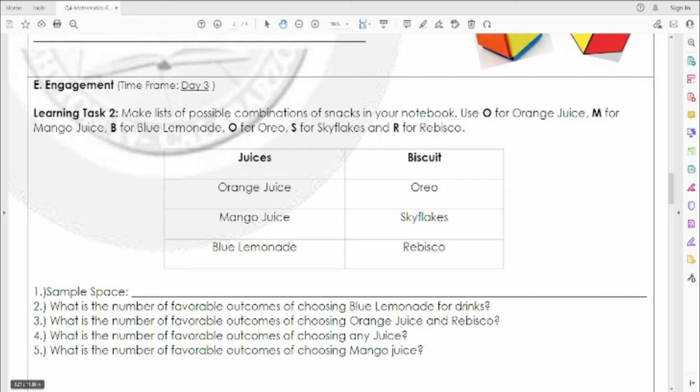Number 2, what is the number of favorable outcomes of choosing blue lemonade for drinks? Number 3, what is the number of favorable outcomes of choosing orange juice and Ribisco? Number 4, what is the number of favorable outcomes of choosing any juice? And number 5, what is the number of favorable outcomes of choosing mango juice?